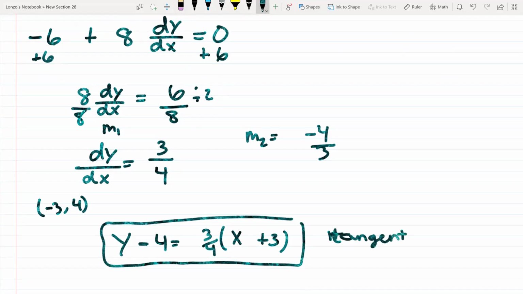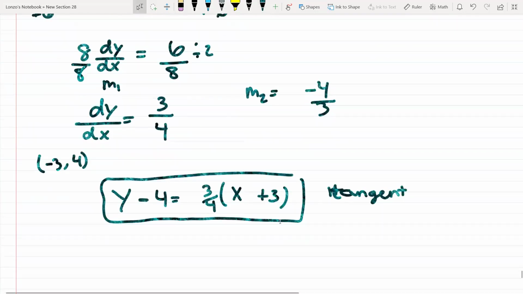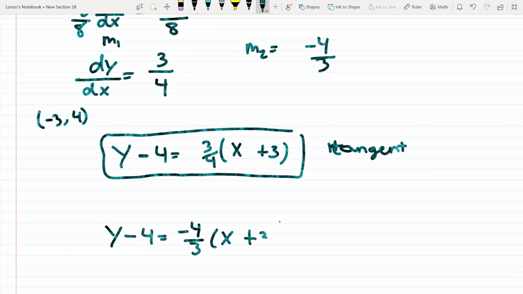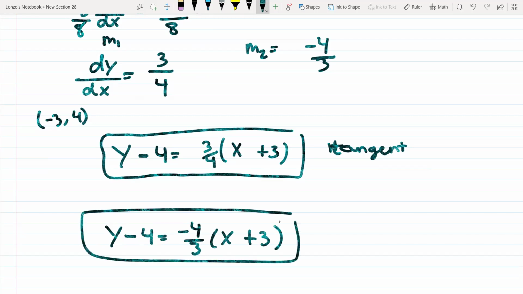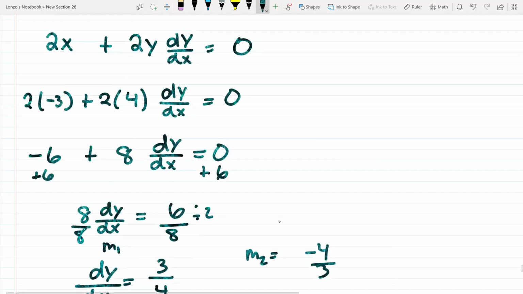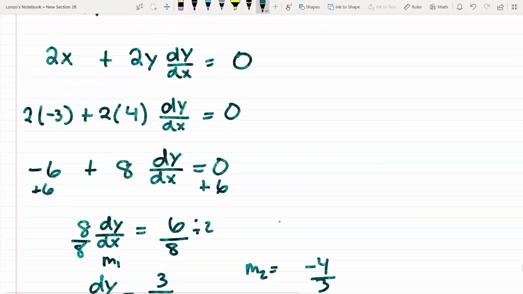And then let's do the normal. So it's going to be basically the same thing. It's just that our m2 is -4/3. And this would be your equation for the normal. Okay, so that wraps it up for writing the equation of both the tangent and normal. Okay, I will stop here.